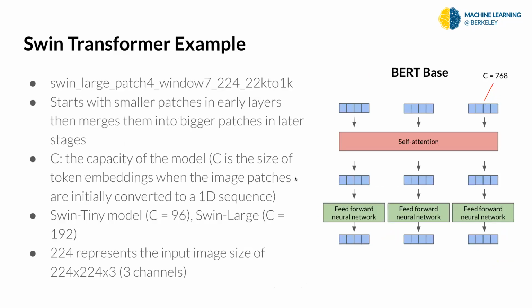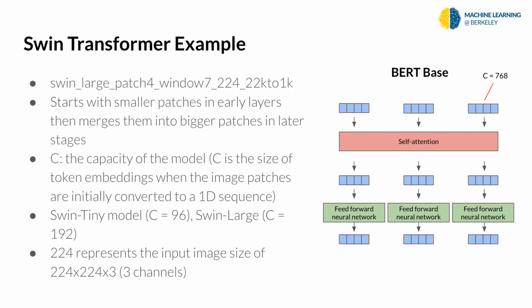An example is this Swin transformer over here, which is the Swin large patch 4 window 7 224 22K to 1K. That's a mouthful. But we're going to explain what this means in the context of a Swin transformer, and hopefully this gives some perspective as to how this works. The premise of this is that we start with smaller patches in earlier layers and then merge them into bigger patches in later stages of training.